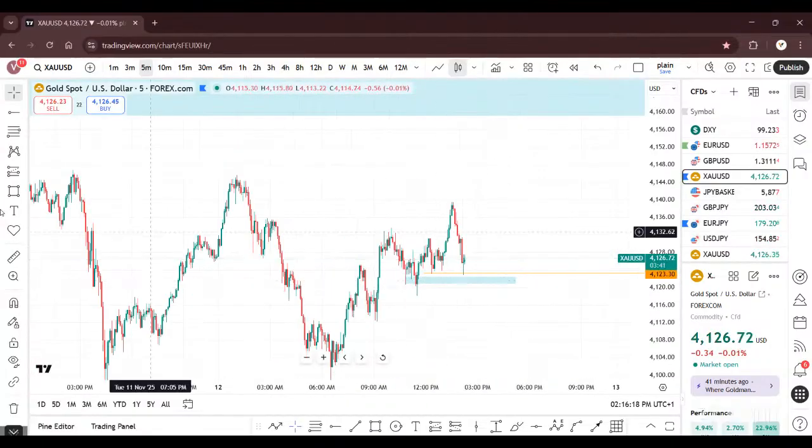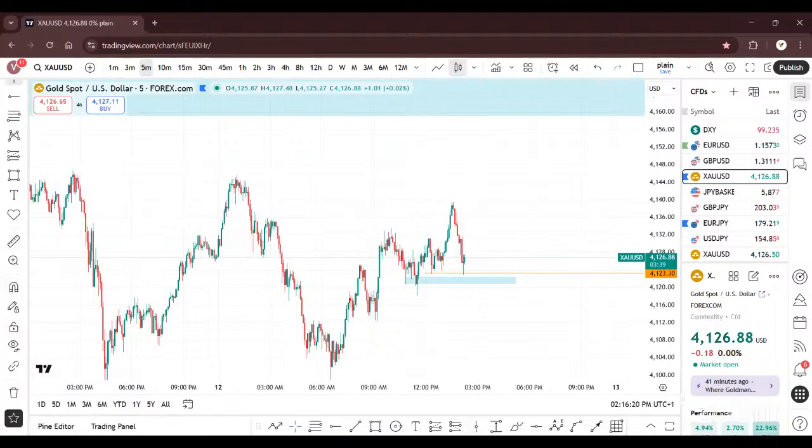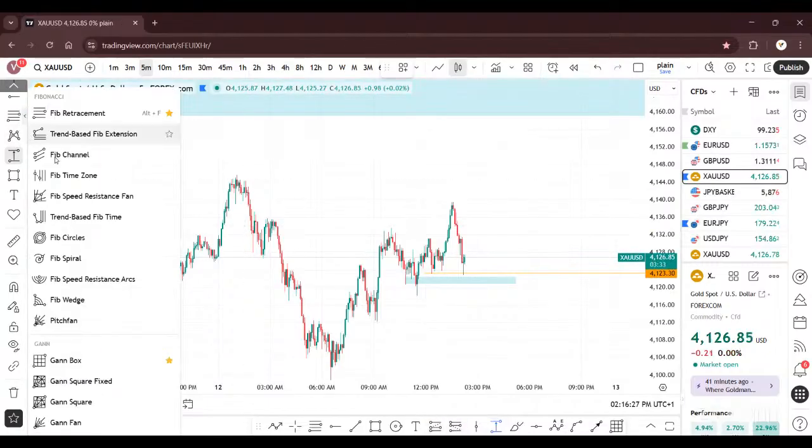Okay, I think trading is just lagging a little.